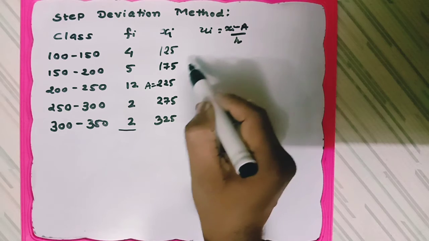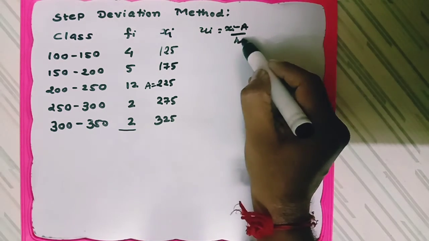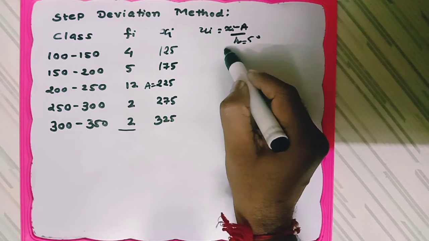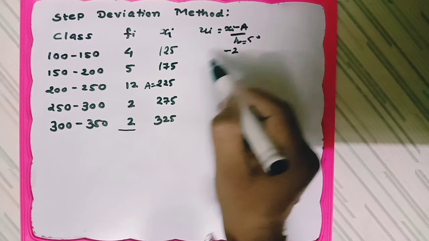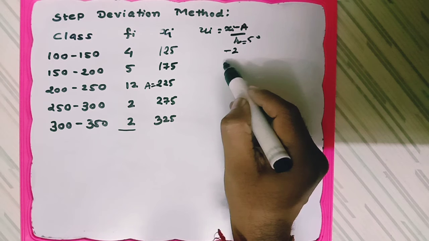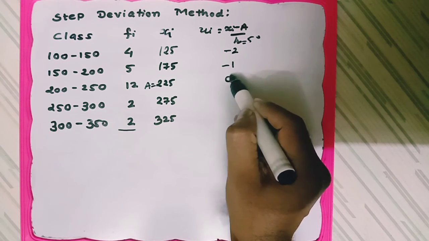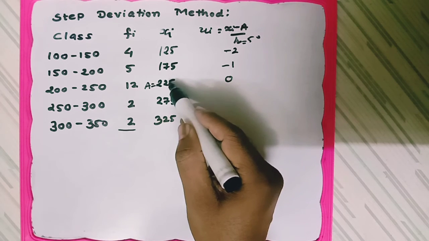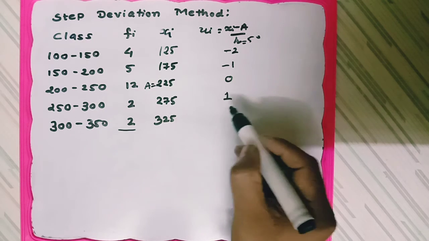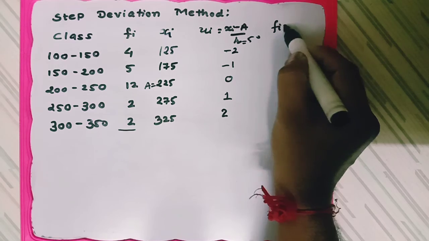And so here 125 minus 225, here h equals 50, so it is minus 100, minus 100 divided by 50, so it is minus 2. 175 minus 225, minus 50 divided by 50 is minus 1. 225 minus 225, 0. 275 minus 225, 50 divided by 50, 1. And 325 minus 225, 100. 100 divided by 50, 2.